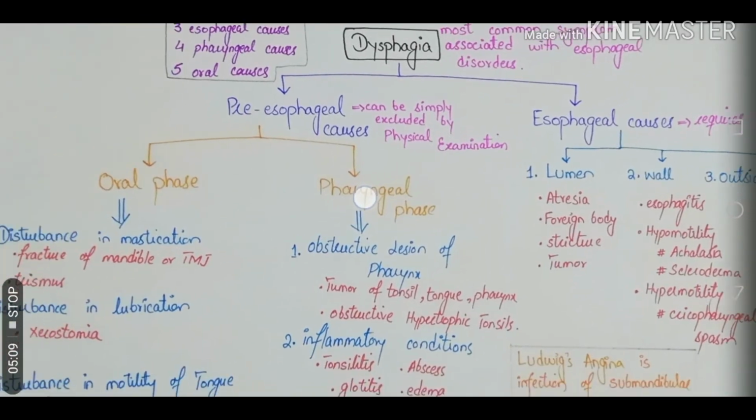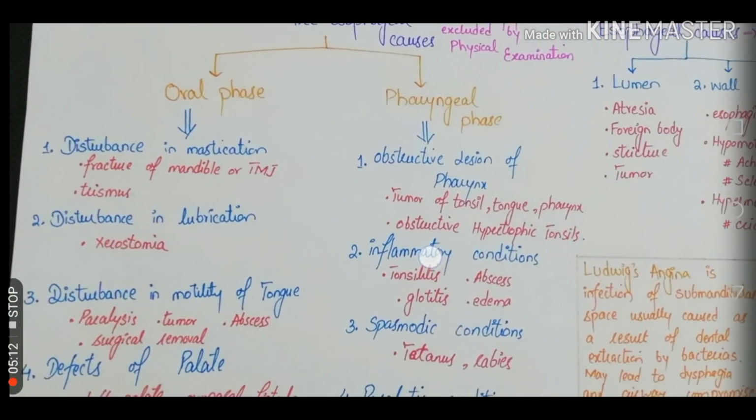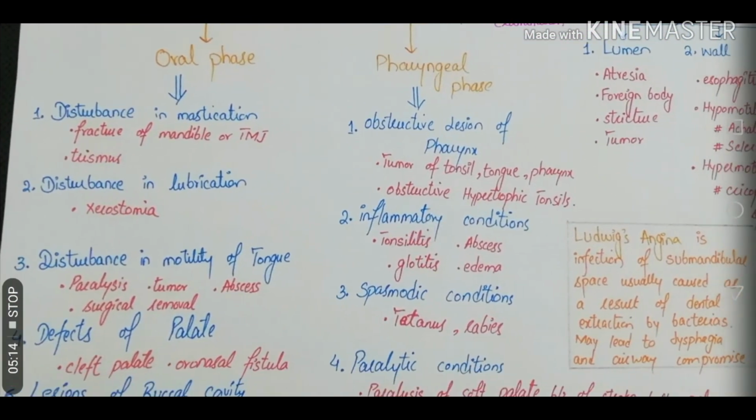Now, talking about different phases, number 1 is the oral phase. If there is any disturbance in mastication, that could be because of any fracture of the mandible or temporomandibular joint, or trismus, which will become an etiology. Number 2 is disturbance in lubrication.